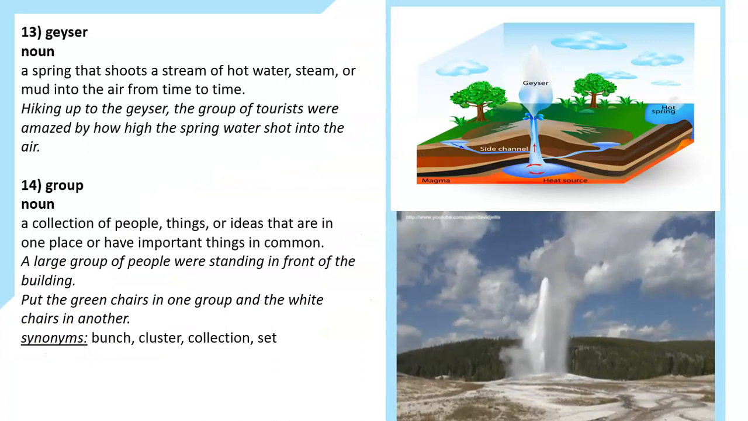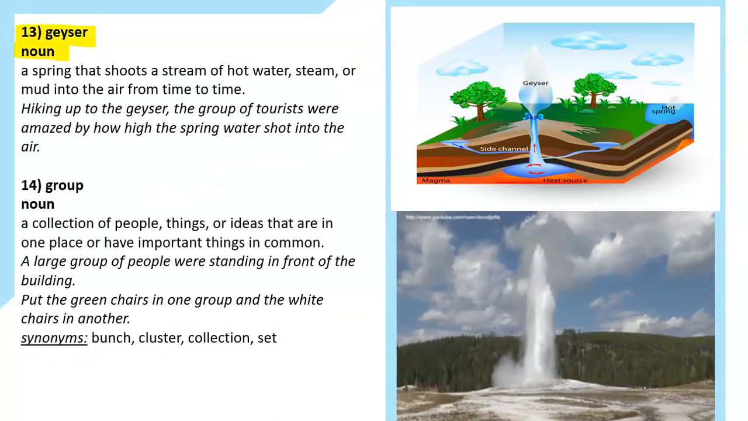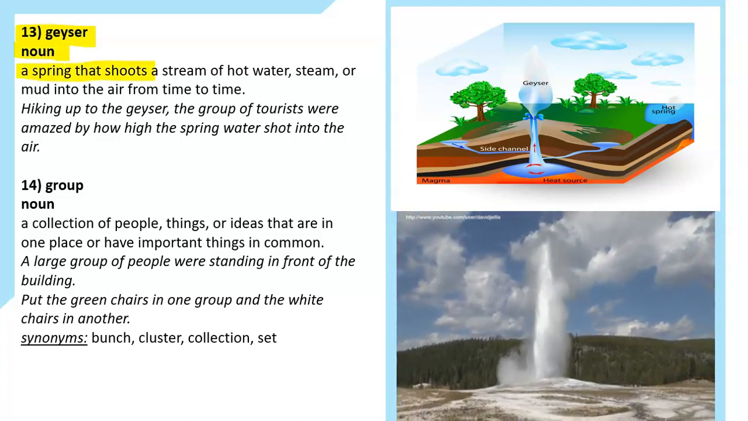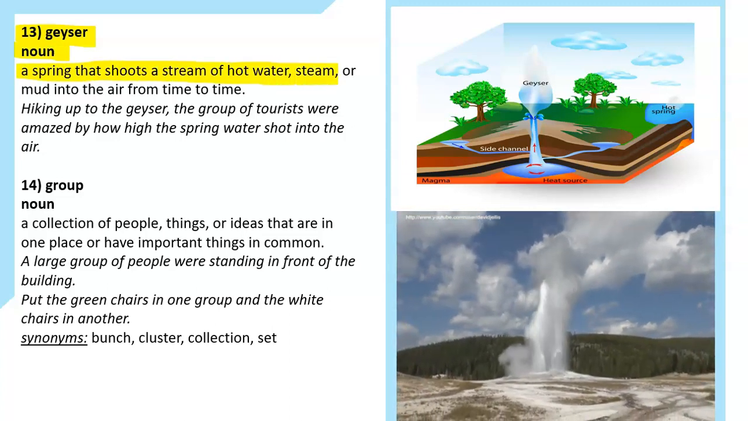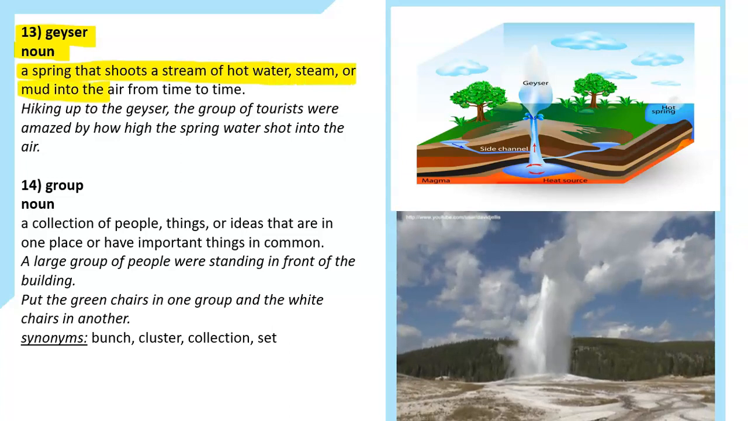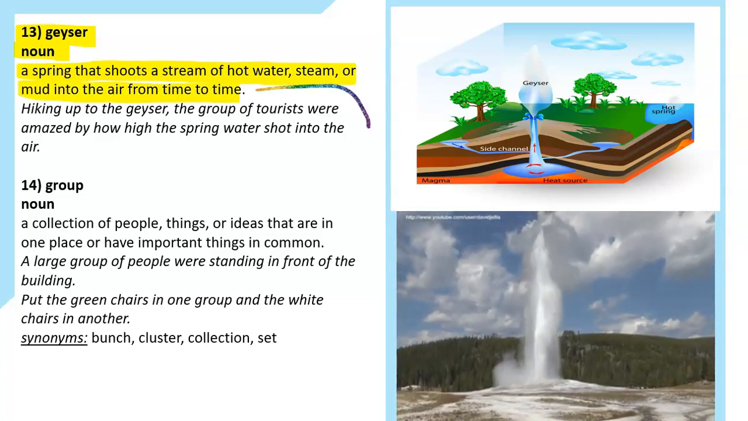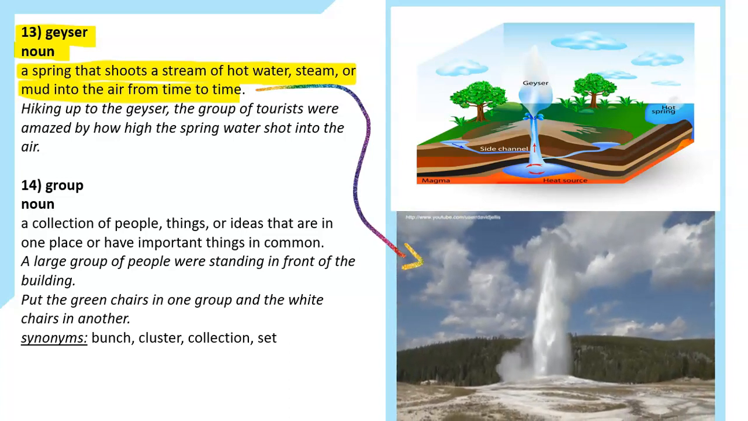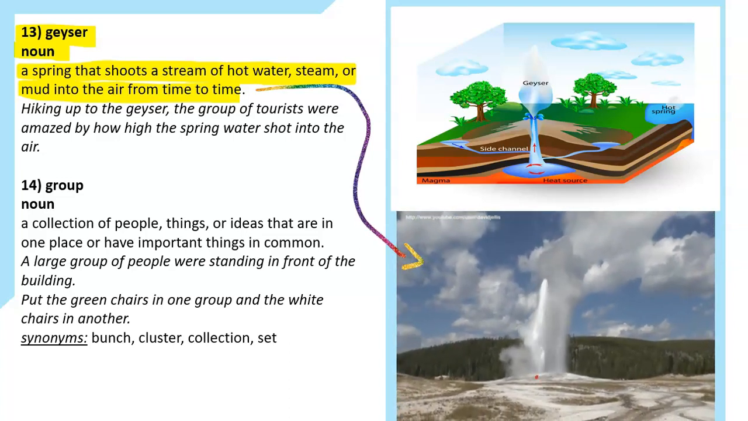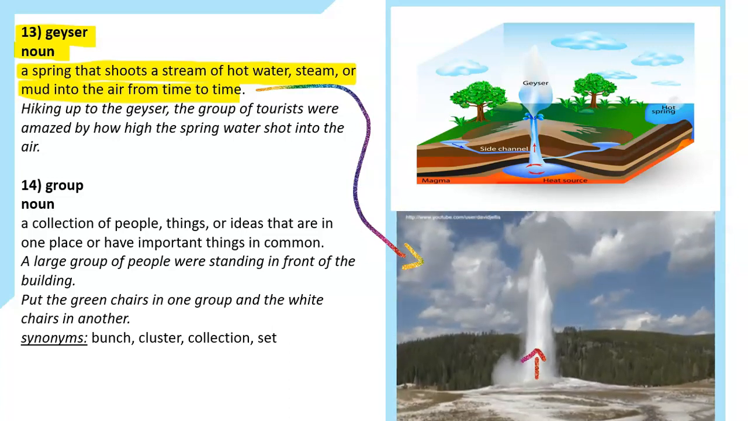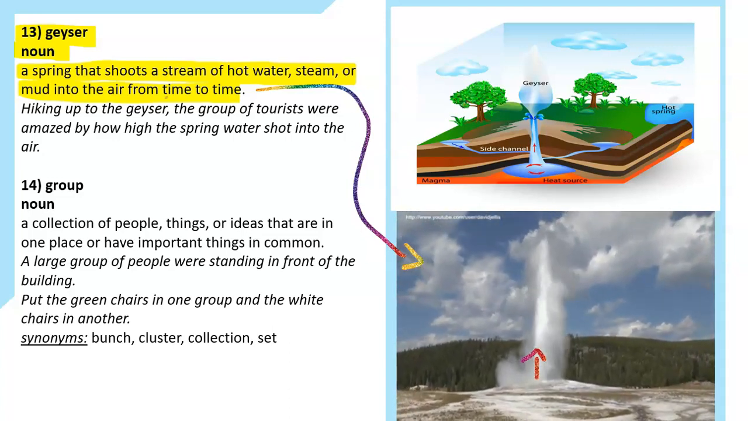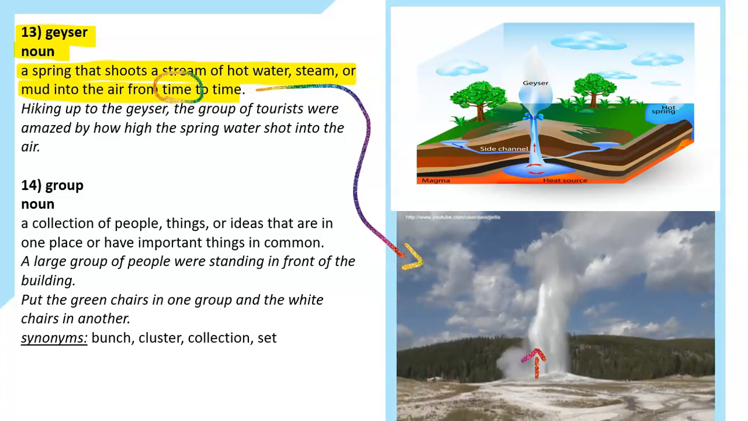Our next word is geyser. Geyser is a noun and it is a spring that shoots a stream of hot water, steam, or mud into the air from time to time. This is what a geyser looks like. As you can see, the water is just shooting out from the ground. And this doesn't keep happening all the time, just sometimes the water will shoot out.